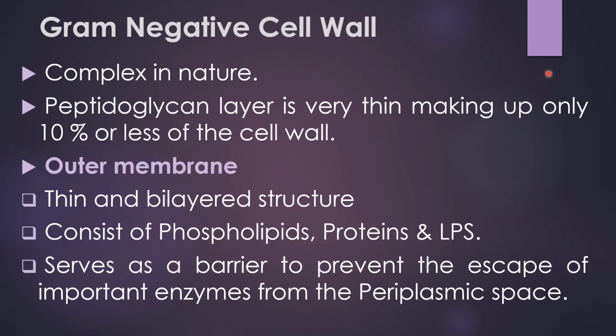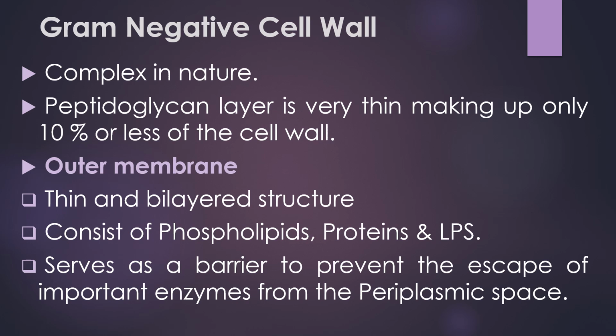Regarding the gram-negative cell wall, it is complex in nature because of the presence of extra parts like lipopolysaccharides, periplasmic space, outer membrane, and protein. Because of the multiple components, it looks complex. But the peptidoglycan is very thin in gram-negative bacteria, and it comprises only about 10% of the cell wall composition. The outer membrane is the major part of the gram-negative cell wall.